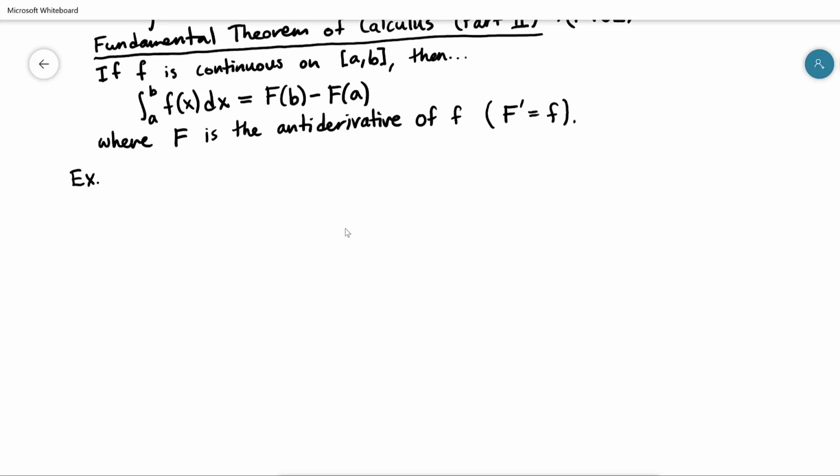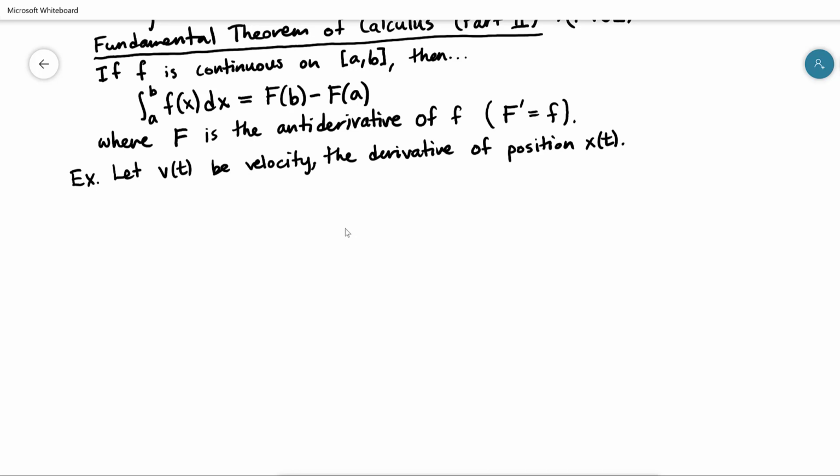So let's talk about position, velocity, and acceleration, because we've done that before. So let's stick with, for now, velocity. Let's let v of t be velocity. So I tell you what the velocity is at a given point in time. Remember, the velocity is the derivative of position, right? Which we might write as x of t. So what I'm saying is, when you take d/dt of x of t, we get v of t out of it. That's what we're claiming.